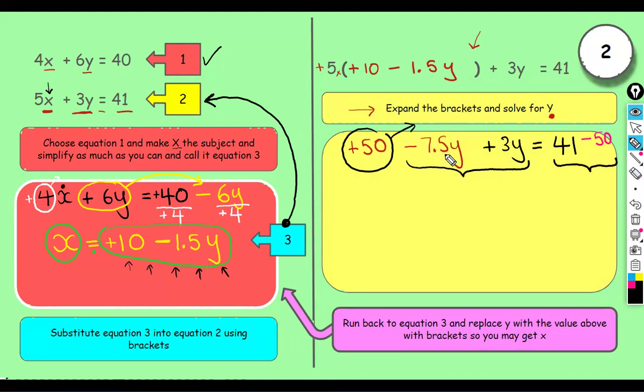Minus 7.5 plus 3y, I think that's minus 4.5y. Remember, when the signs are the opposite, you minus and then put back the sign of the larger one. And don't forget to put back the letter involved once. Help me out here, guys. Positive 41 minus 50. How much is that?